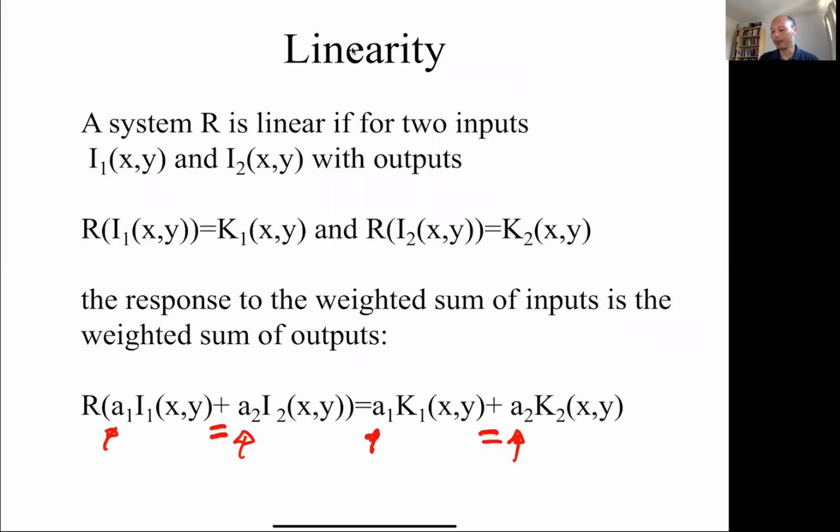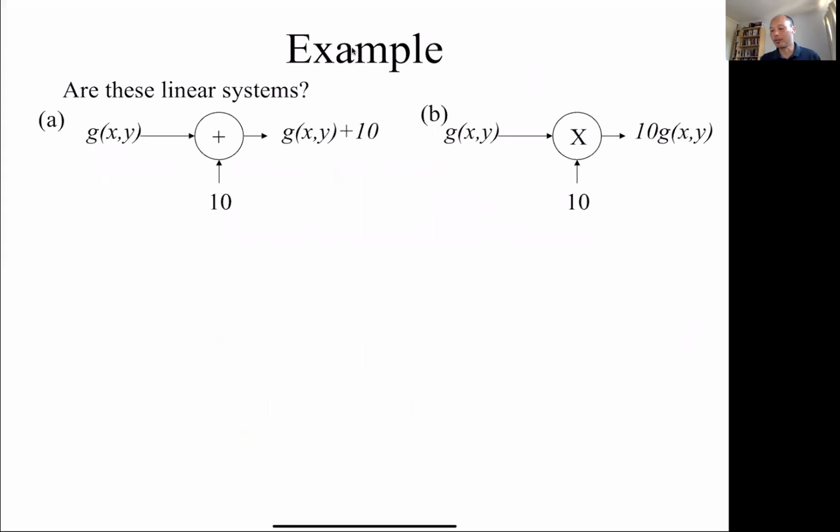Okay, so it means if I have some input A1, I1 plus A2, I2, the output is just A1, K1 plus A2, K2. So that's all it is. That's a linear system. You've probably seen this before in linear algebra or other courses. So this is, for some of you, this may be a review. So let's actually do this now.